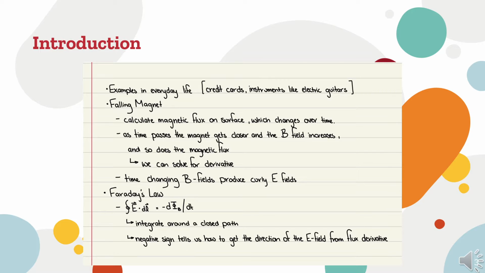We can take the derivative to solve for this rate of change. Basically, with Faraday's law, we know that the time-changing B fields produce curly E fields. Also from Faraday's law, we can integrate around a closed path. It's worth noting that the negative sign in the equation tells us how to get the direction of the E field.